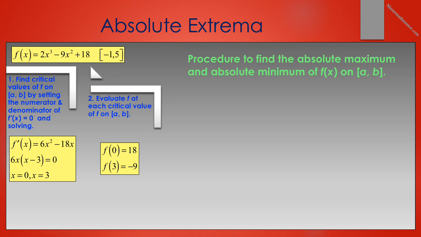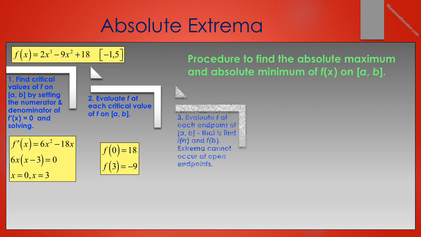Step 2 is to evaluate each critical value of f on [a, b]. So we look at f of 0, which is 18, and f of 3, which is negative 9. In step 3, we evaluate f at each endpoint of the interval [a, b]. That is, we'll find f of a and f of b. Extrema cannot occur at open endpoints. So f of negative 1 is 7, while f of 5 is 43.